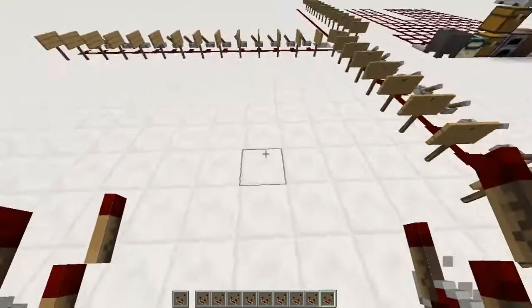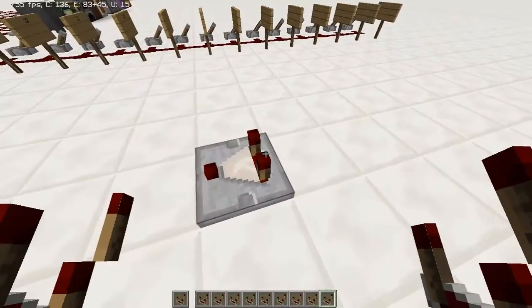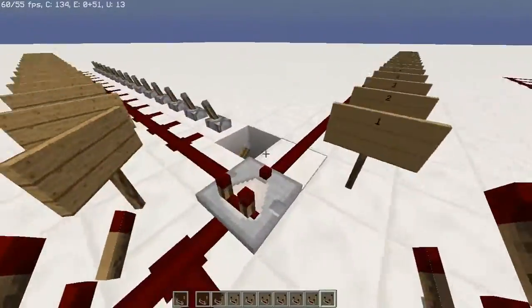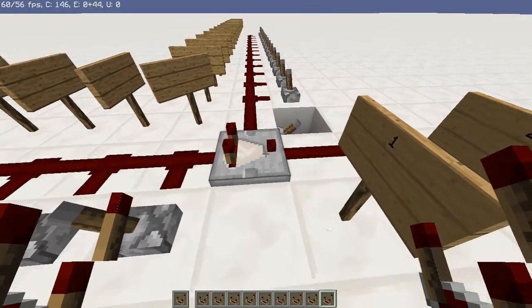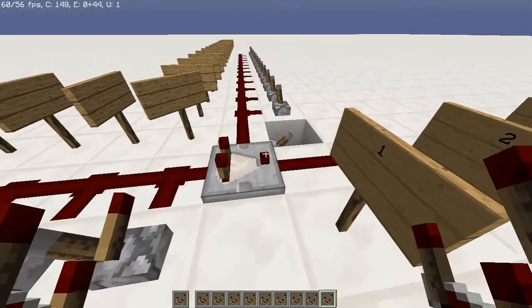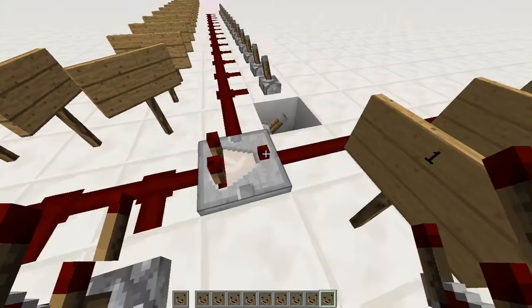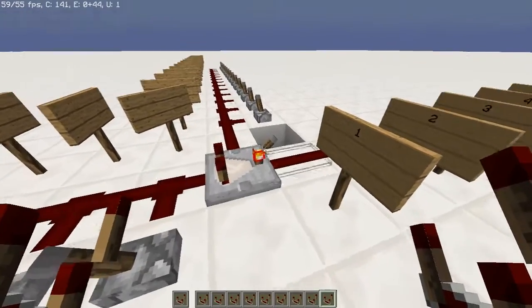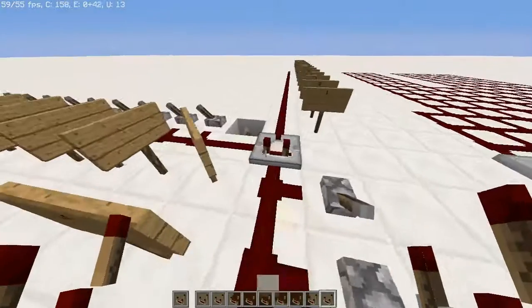So, first of all, this is a comparator. If you didn't already know that, where have you been? And how a comparator functions is it has two modes, compare mode and subtract mode. Compare mode is shown by that being low and off. Subtract mode is shown by it being raised up, red, lit and on.